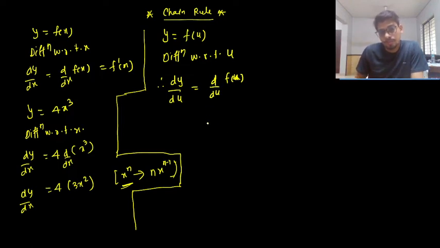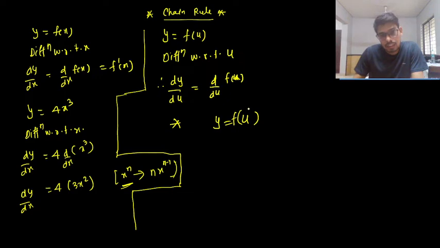Suppose your function y, now here I am writing the statement of chain rule. Suppose your function y is written in the form of u, and you want to differentiate it with respect to x. Write it this way: y is a function of u, and we want to differentiate it with respect to x. Directly it is not possible, because the function is written in the form of u, and we can only differentiate it with respect to u.